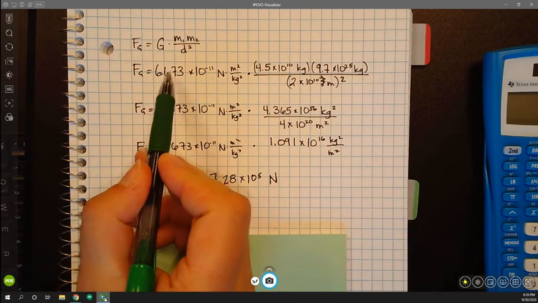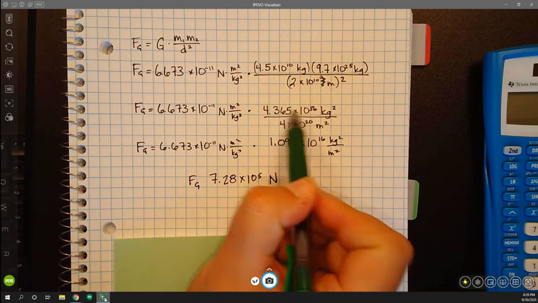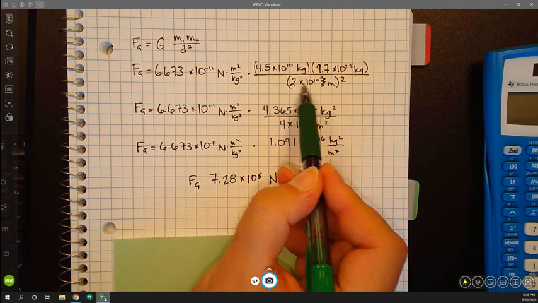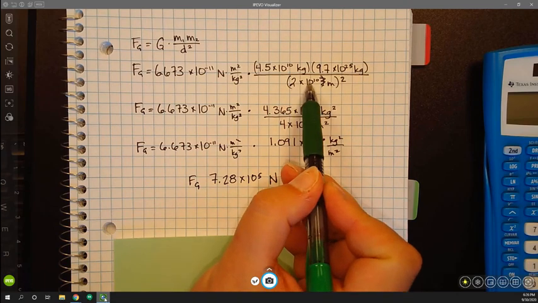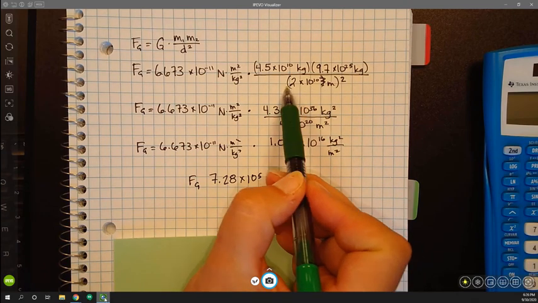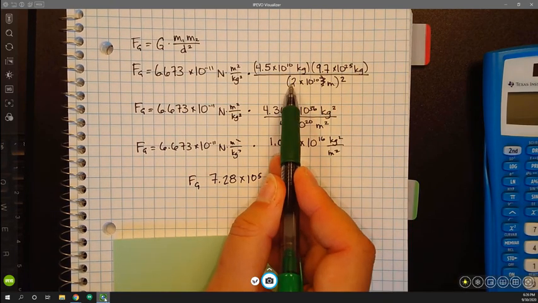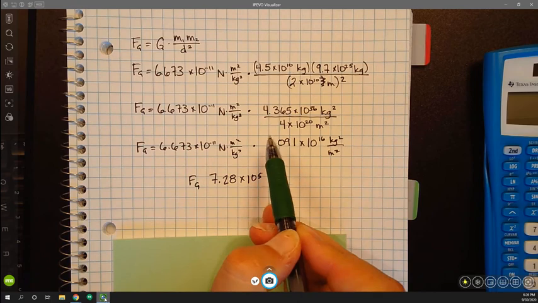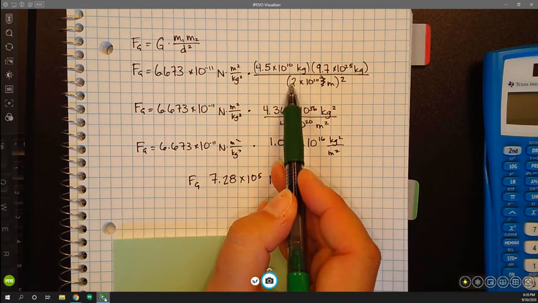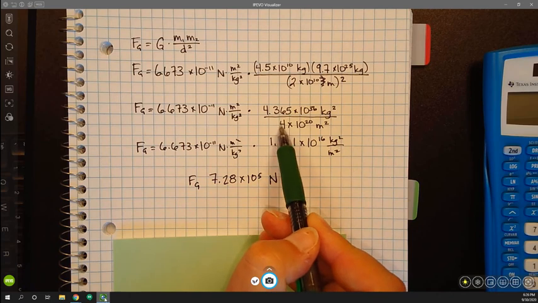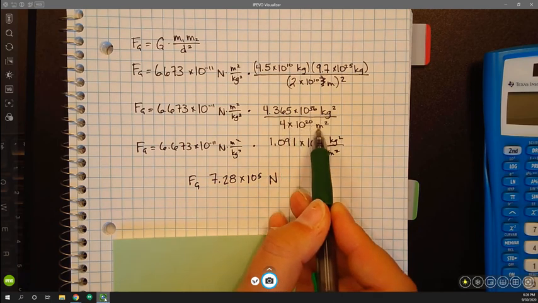So I've got G times my first mass times my second mass. That number is going to be the same, divided by my distance, and that distance is squared. So I've got 2 times 10 to the 10th meters, and that whole quantity, that's my whole distance, is squared. So this time, instead of just bringing this number straight down, because a 1 squared is just a 1, now I've got a 2 squared. So a 2 squared is a 4. So now I have 4 times 10 to the 20th meters squared.